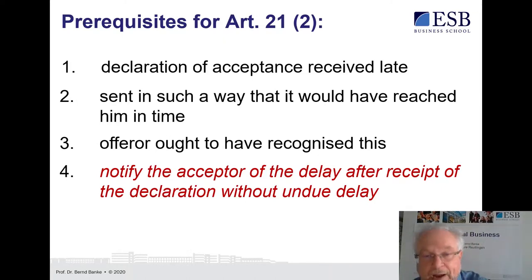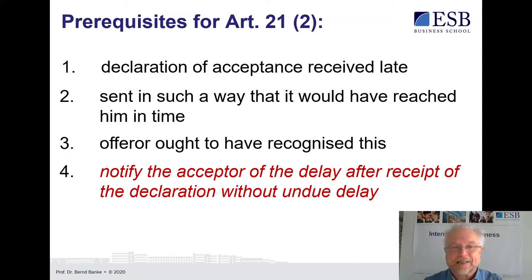It should have been there, and now I'm taking my case study myself. It should have been there by March 16th, but it was there on March 19th. So the acceptance was received late. No question about that. Second, it should have been sent in such a way that it would have reached the offeror in time. Now, the acceptance was sent on March 6th, okay?